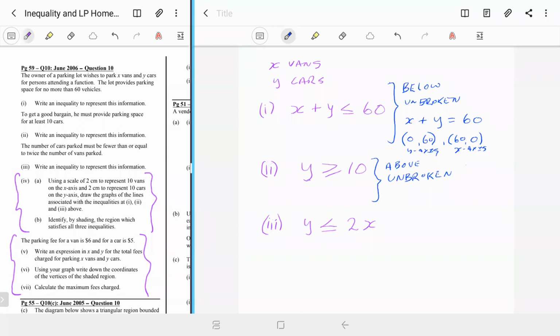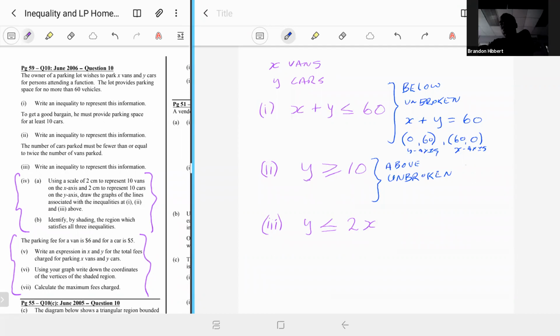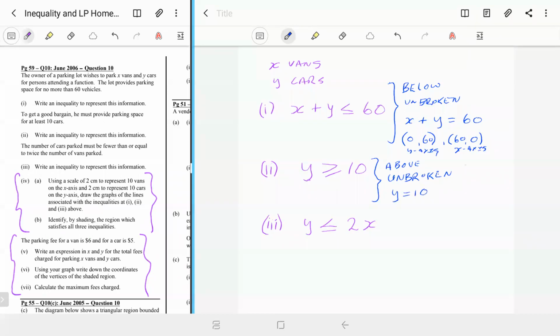And then the line we're drawing is which line? What's the equation of the line associated with this? Y equals 10. Very good. A horizontal or vertical line?